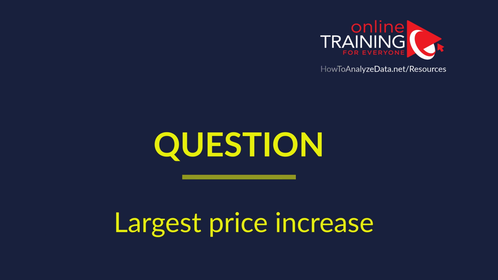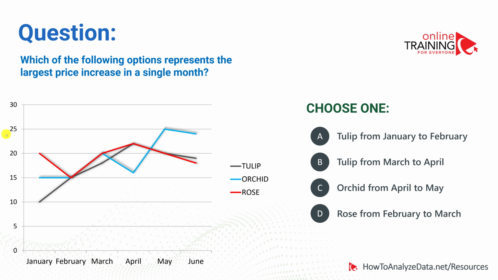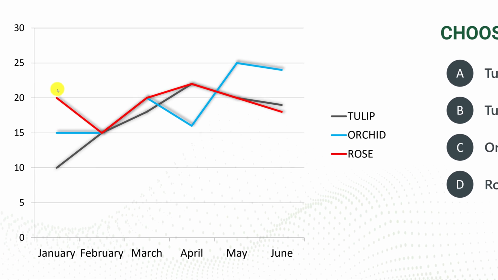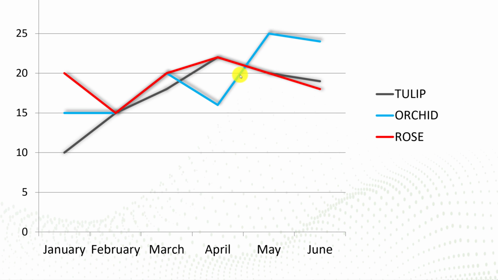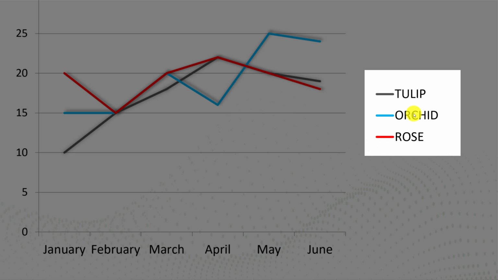Now let's review assessment test question which tests your knowledge of charts and graphs. Which of the following options represent the largest price increase in a single month? You're presented with the graph which contains 3 different lines. One for tulips, another one for orchids, and the third one is for roses.